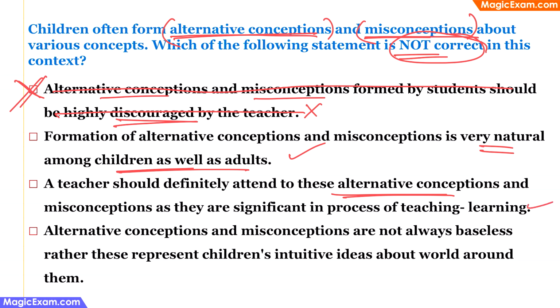The last one, alternative conceptions and misconceptions are not always baseless. Rather, these represent the child's intuitive ideas about the world around them. This is absolutely correct because the child has put 2 and 2 together. That is, sharks live in water, sharks live in sea, and this is the sea. Therefore, there should be sharks in this water. So the child has an intuitive idea here. So it is not baseless, right? It might be incomplete information, but it is not completely incorrect. Therefore, alternative conceptions and misconceptions are not always baseless. Therefore, this is also a correct statement.